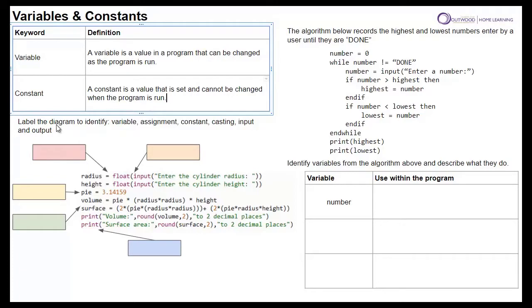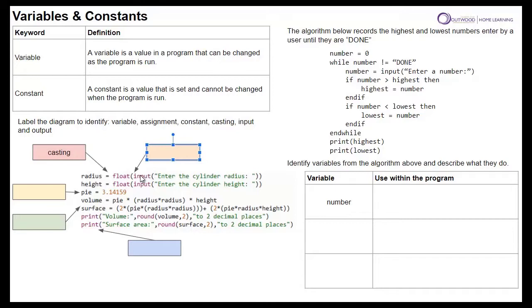Okay, so the next part is to label the diagram to identify variable, assignment, constant, casting, input and output. Here in our red box we have it pointing towards float. Now float is a way of casting the data types. So input is taken as a string and float will convert it to a decimal number.